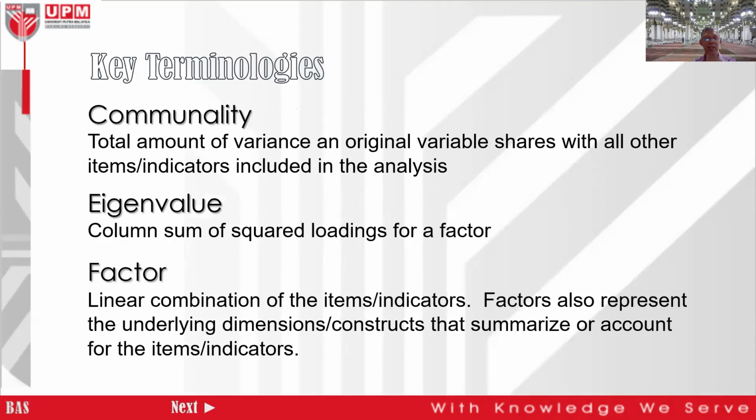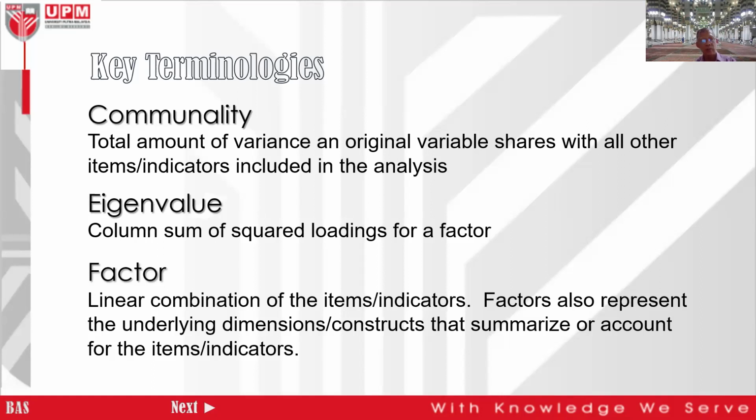3:17. Okay, key terminologies. The first one is communality, which is the total amount of variance an original variable shares with all other items or indicators included in the analysis. Each item should have a value for the communality from the table. We will share that afterward. If we add up the communalities from all the items, we should be able to calculate the total amount of variance explained by all the factors that we extract from the analysis.